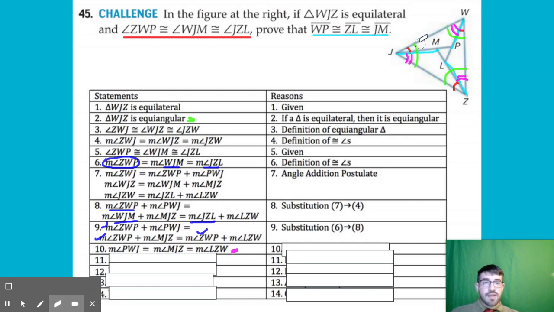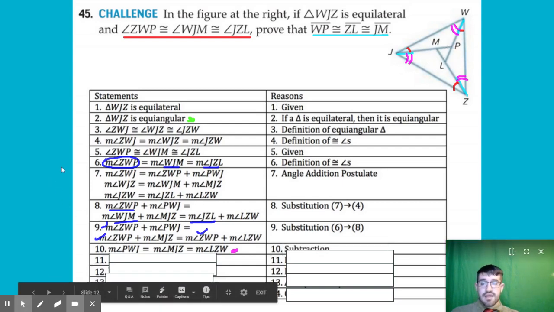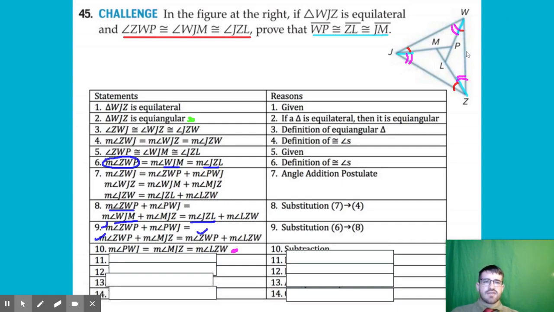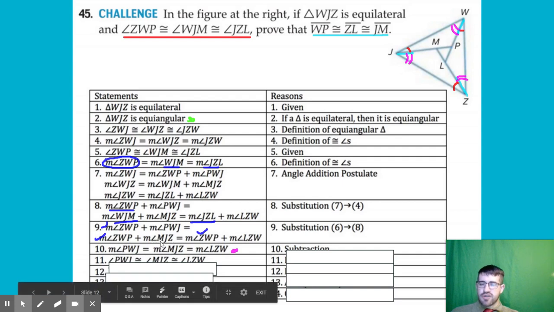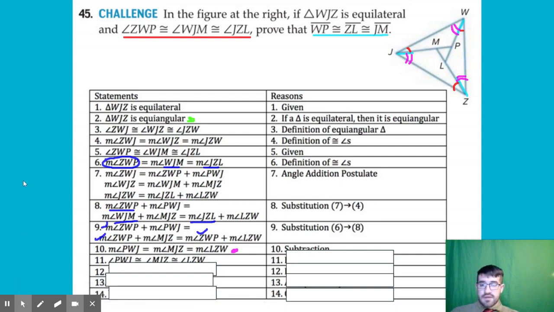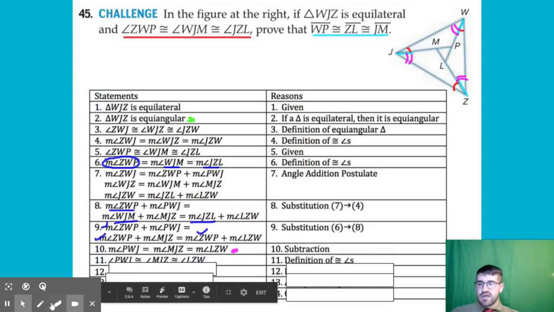And I'm actually going to erase the green ones because we've used that bit of information for ourselves already and clean this up a little bit. And that's by subtraction. We subtracted ZWP from each side of these triangles, or from the expressions. Since the measures are equal, we know that the angles are congruent. And that's the definition of congruent angles.